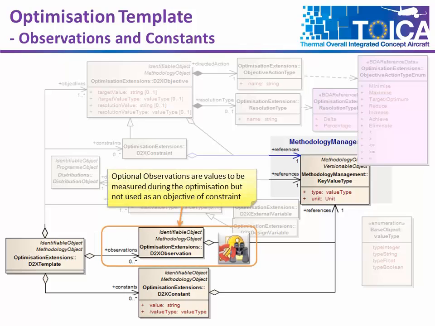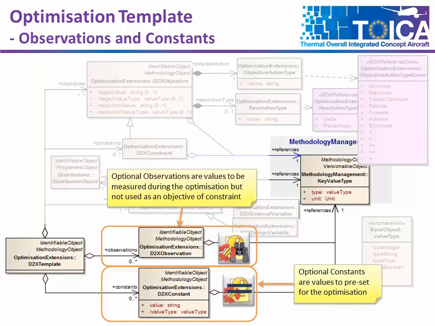The final two objects in this template are observations. These are things that should be measured during an optimization but are not constraints. And constants. These are things which are preset values in the optimization.